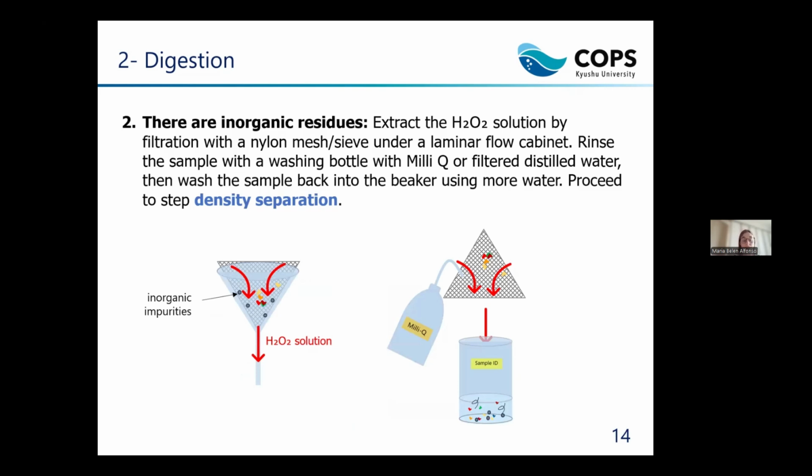If there are any inorganic residues in your sample, you can extract the peroxide solution or the reagent solution you chose for digestion by filtration using a nylon mesh or a sieve under a laminar flow cabinet. Then rinse the sample with a washing bottle with filtered distilled water and wash the sample back into the beaker using more water. And then you will proceed to the density separation step. This is only necessary if you find that you get inorganic particles remaining in your sample. If there are no such particles, the density separation is not needed.